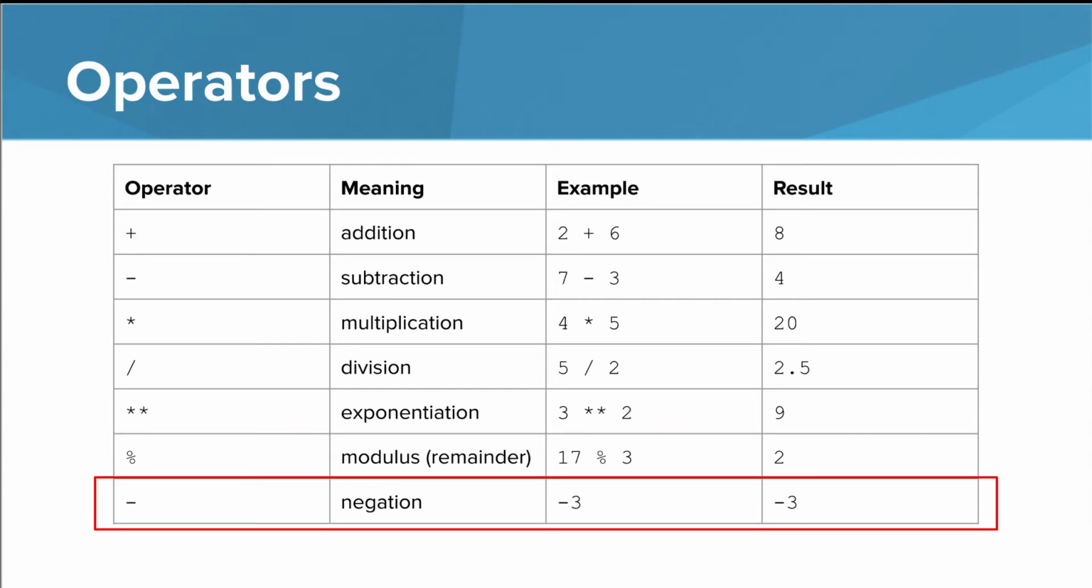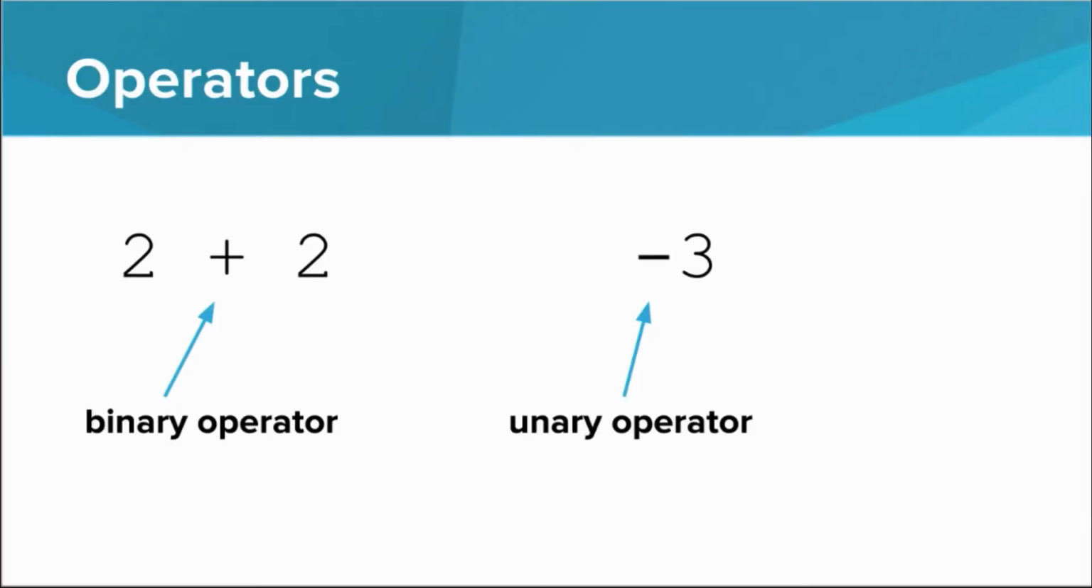Then I want to give some special attention to the last operator because it is the only one that only applies to one number. The negation operator is different from the subtraction operator. It takes the negative of a number. So in this example, we use it with the number 3, and the result is just negative 3. The negation operator is an example of what's called a unary operator, and that means that it only applies to one thing, whatever is to the right of it.